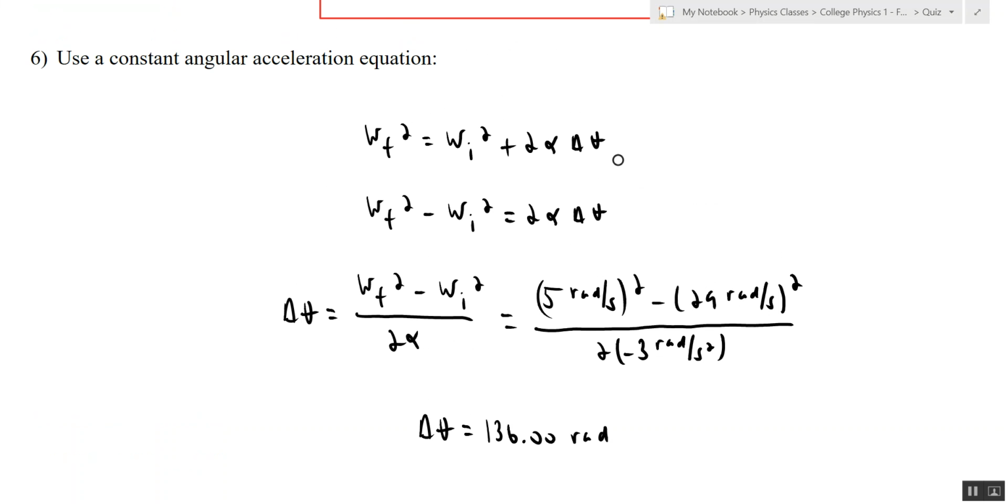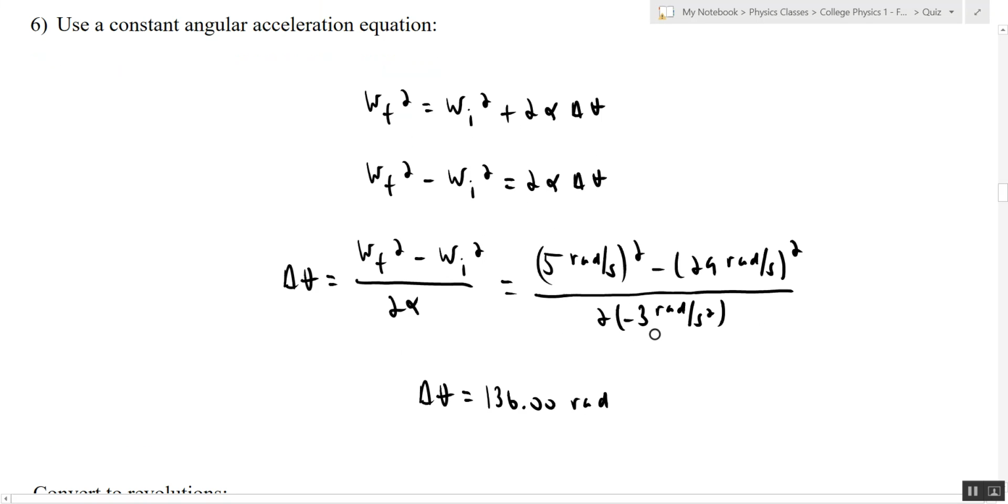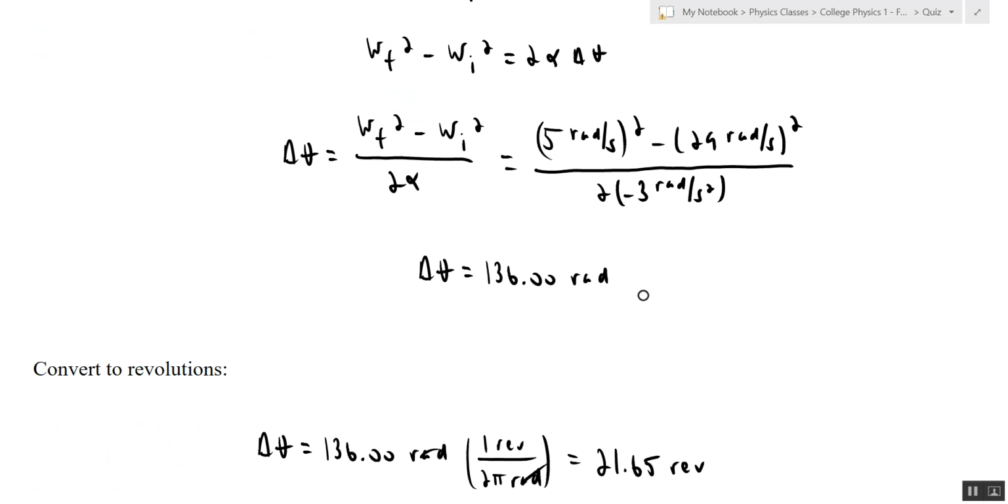So I solved this equation for delta theta. I subtracted omega i squared first, divided by 2 alpha. You have to remember that things that are counterclockwise are positive, things that are clockwise are negative. So alpha was negative, which causes the thing to slow down. And so I get 136 radians.